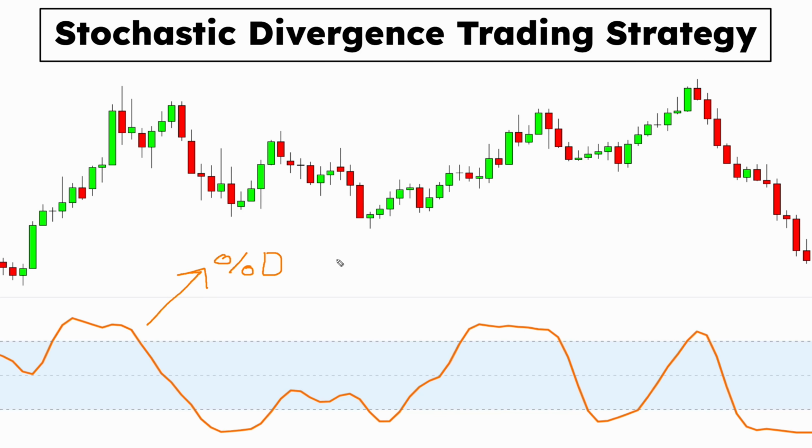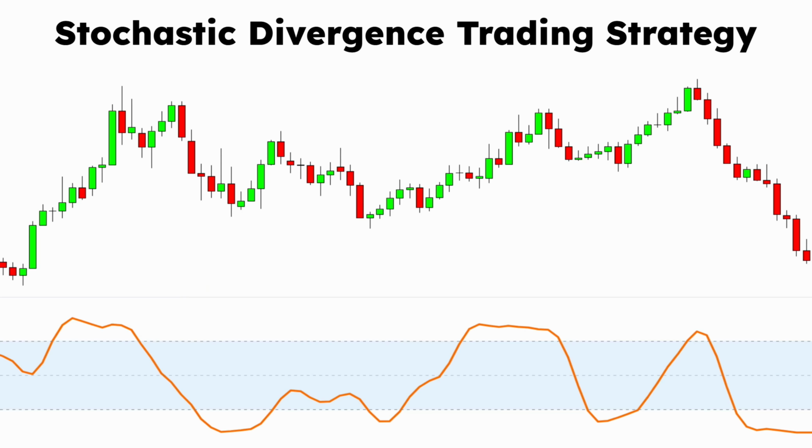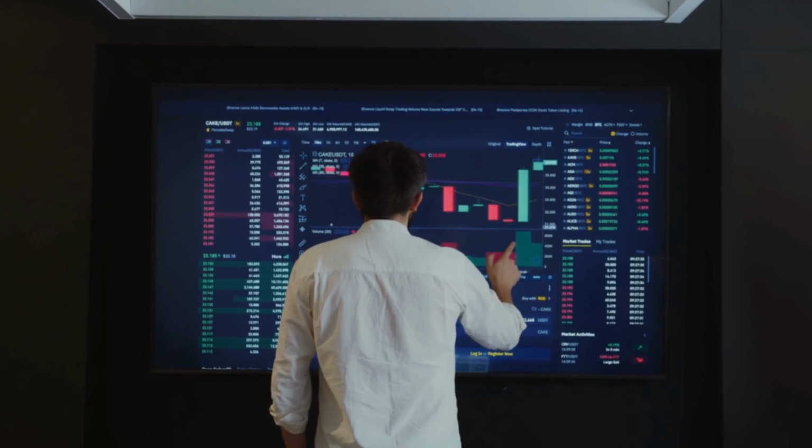I'm not saying that this is the best way to do it, but in my opinion, it's much easier to find divergences using percentage D compared to percentage K. But if it works for you, definitely feel free to use percentage K. But now then, let's see if we can find any divergence here. So let's begin by analyzing the lows.